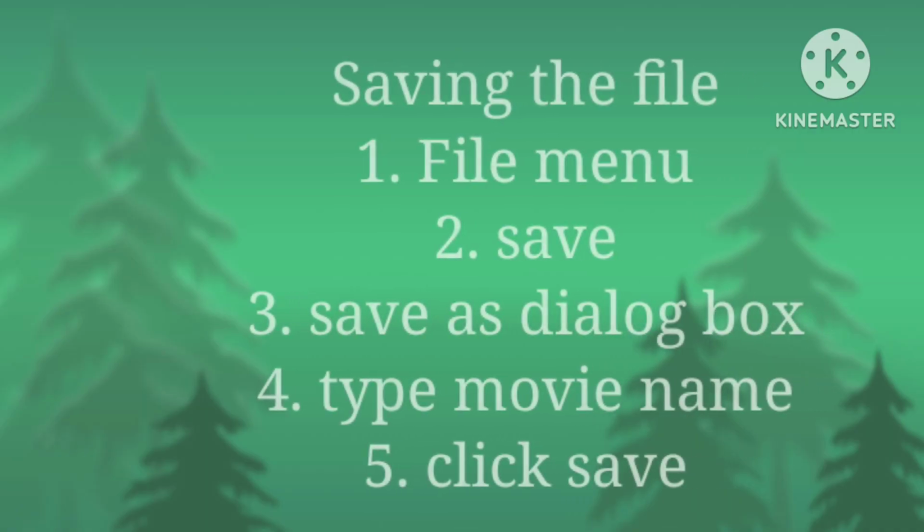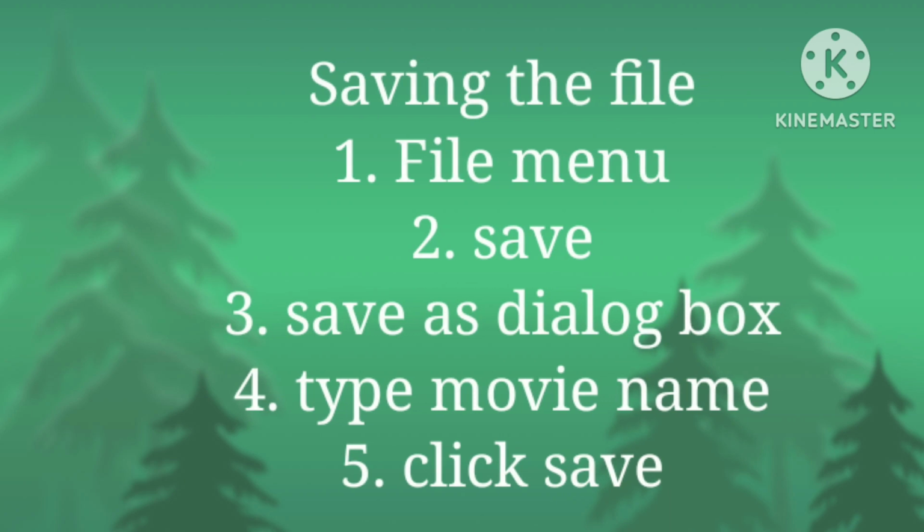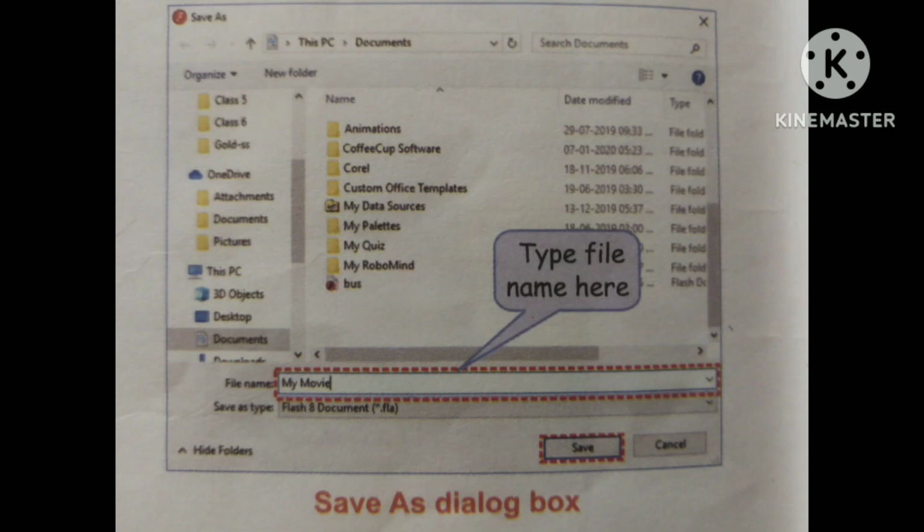Now we are going to save our file. For this purpose you should go to the file menu, then select save. Then in the save as dialog box you should type your movie name. Then you should click save. Now our movie will automatically save to our desktop.